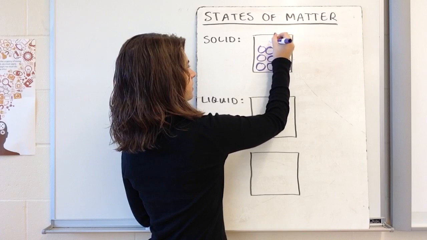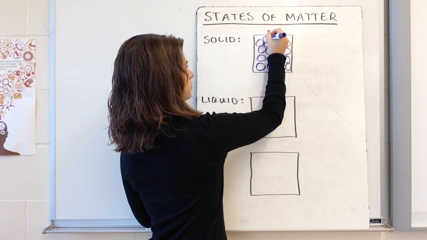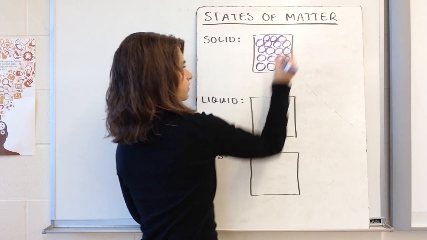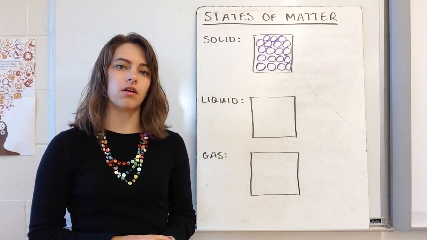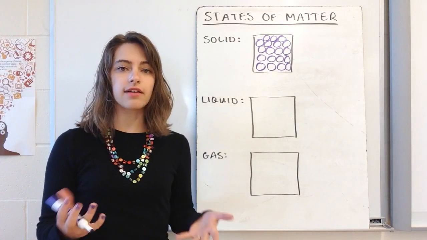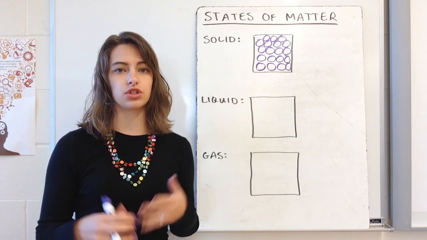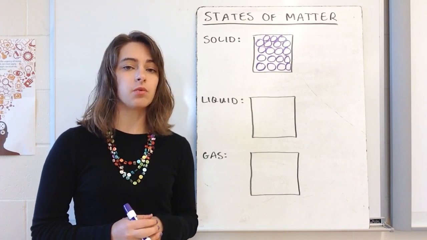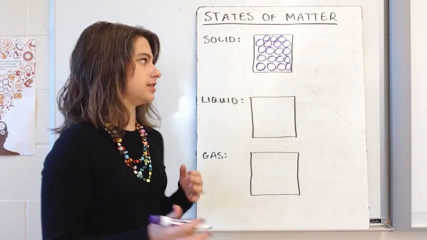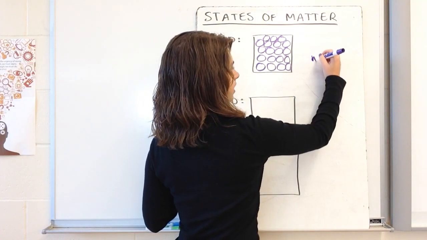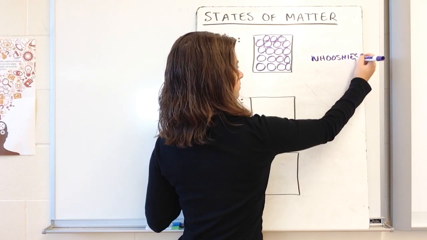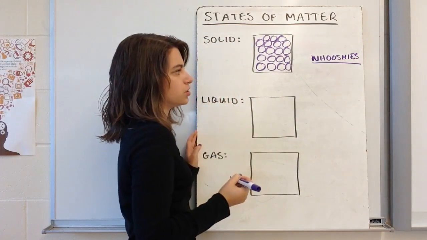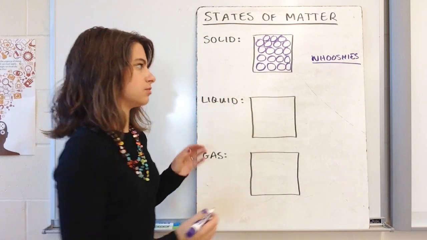Particles in a solid have a very orderly arrangement, and they're packed nice and tightly together. Now, the particles in a solid are also moving very slowly, so we have to come up with a way in our particle diagrams to show that particles are moving, and we're going to use something called whooshes. So I'm going to write that off to the side. And whooshes are used to show how fast a particle is moving.